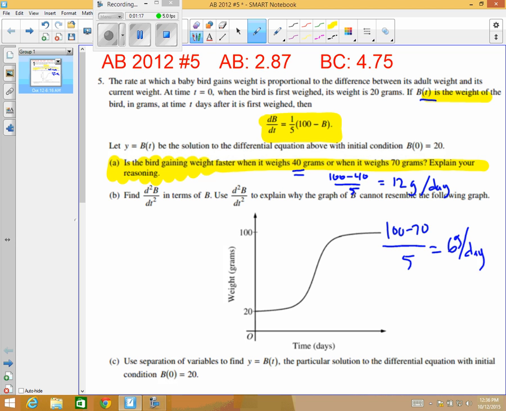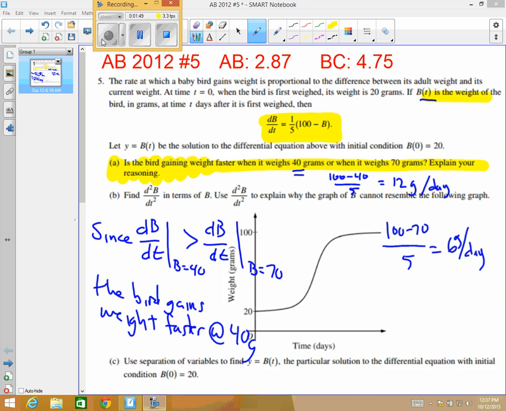And just by looking at these numbers, when the bird weighs 40 grams, it's growing at a rate of 12 grams per day. And when it weighs 70 grams, it's growing at a rate of 6 grams per day. So it's growing faster at 40 grams. And we should include a sentence explaining that. Say something like, the bird is gaining weight faster when it weighs 40 grams because, just write something about how you figured that out.